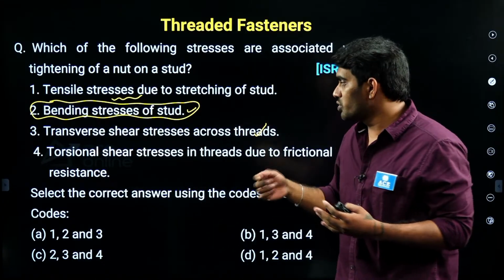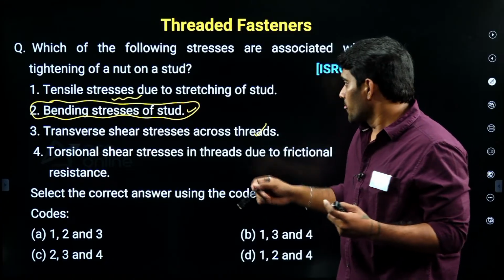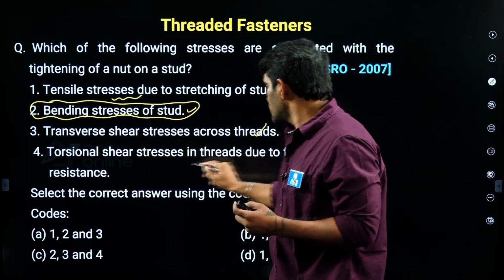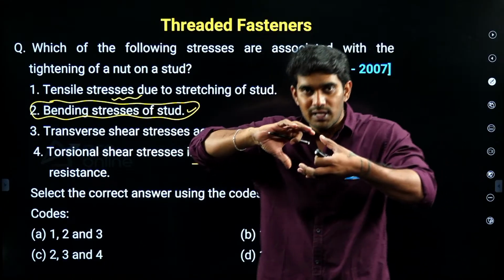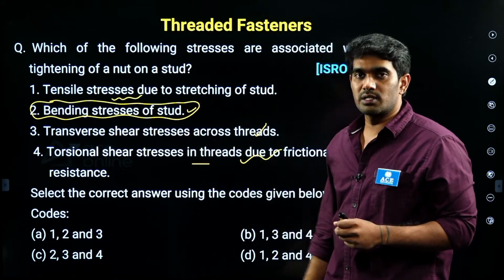If 2 is also included in the options, then we can pick option 2. So let's see that. Okay, 3 is the answer. Torsional shear is also there. Why? Because the threads will be sliding one above the other. Obviously, there will be torsional shear also.